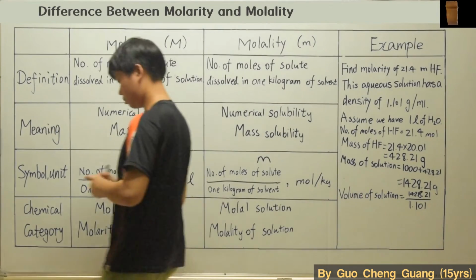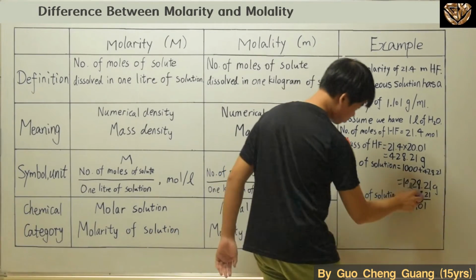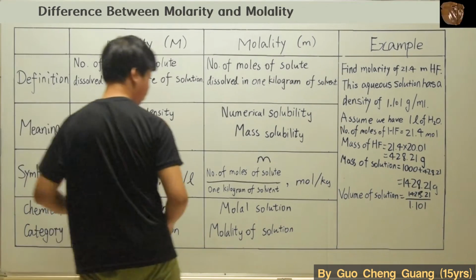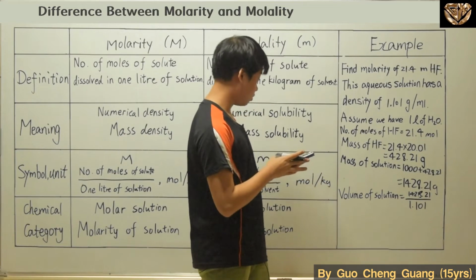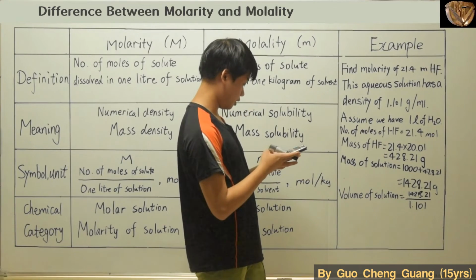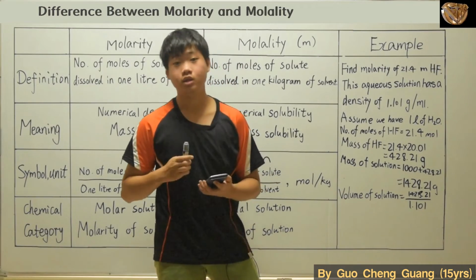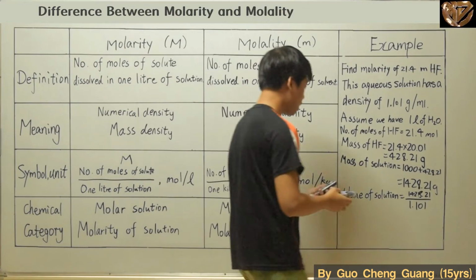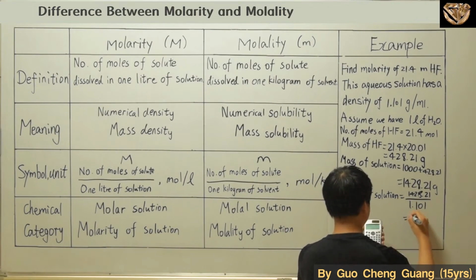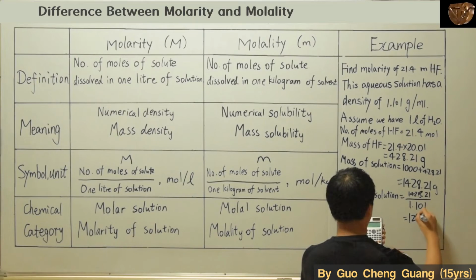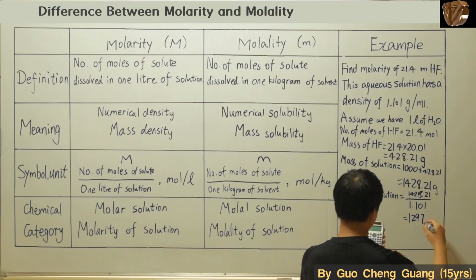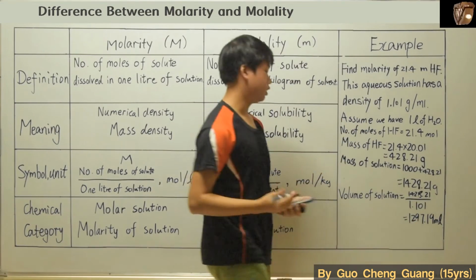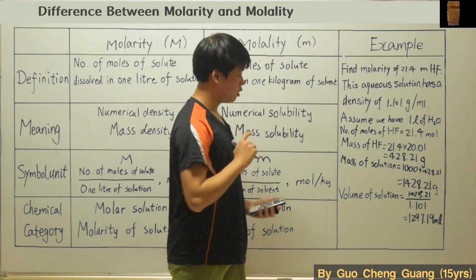Oops, I have an extra point over here. Alright, so we can now calculate this out. 1428.21 divided by 1.101. But beware, this answer you get here would be in milliliters, okay? So this is 1297.19 milliliters, or if you want to change it to liters, that will be 1.297.